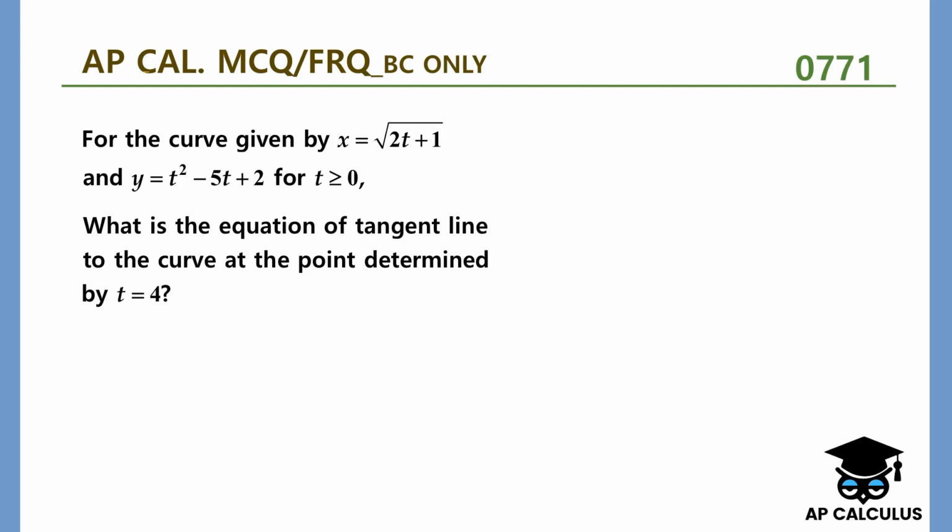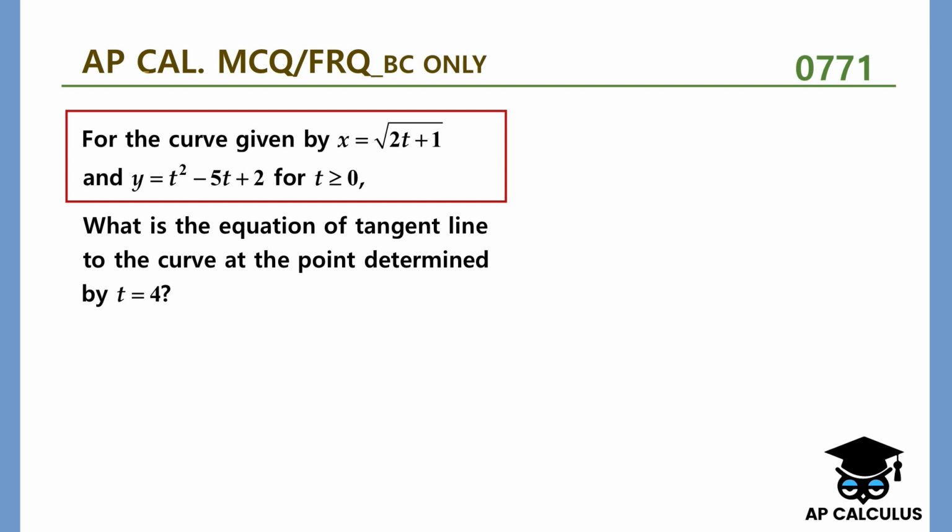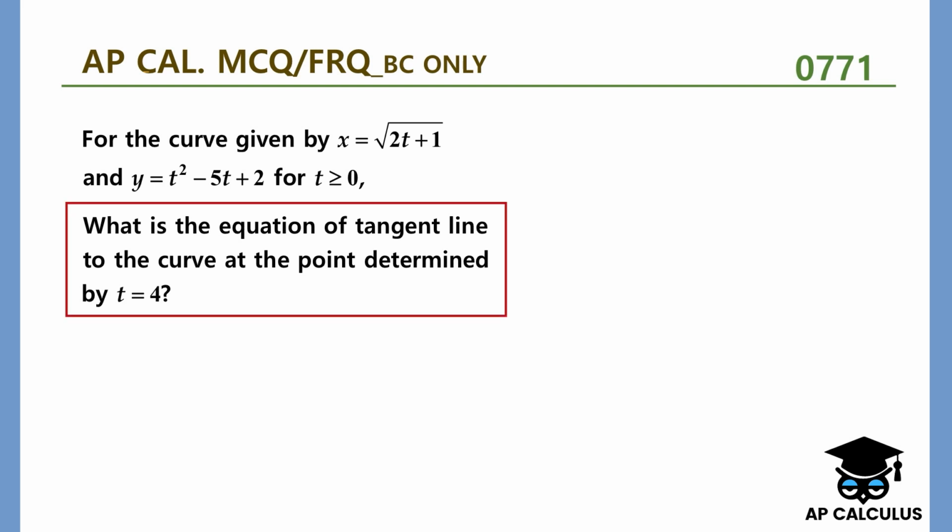Question 771. For the curve given by x equals square root of 2t plus 1 and y equals t squared minus 5t plus 2 for t greater than or equal to 0, what is the equation of the tangent line to the curve at the point determined by t equals 4?